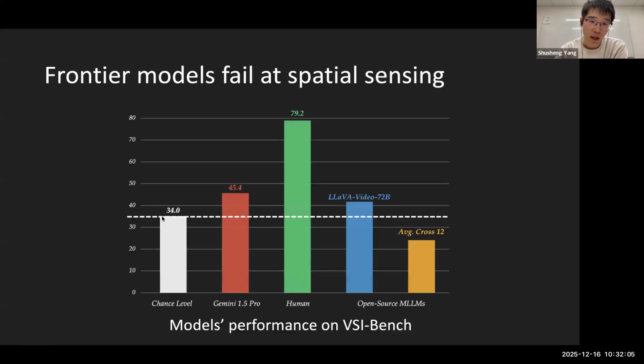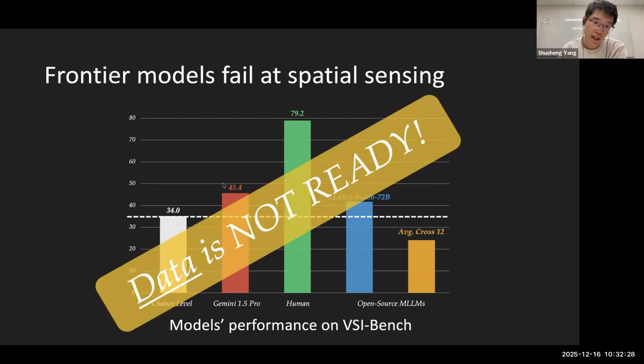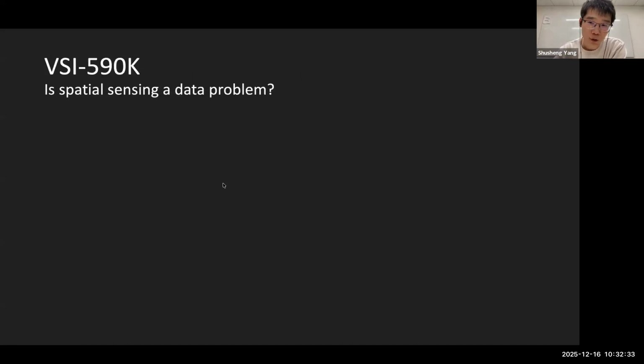And also, this is the models' and humans' performance on VSI-Bench. Even humans can perform super well on VSI-Bench, but current frontier models like Gemini 1.5 Pro can only approach over 55 accuracy on VSI-Bench. So this tells us the truth: the data is not ready for spatial supersensing. So to bridge this gap, in Cambrian-S, we built VSI-590K, to answer the question: is spatial sensing just a data problem or not?